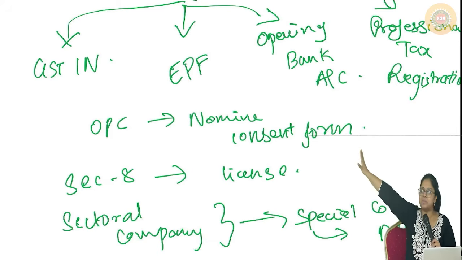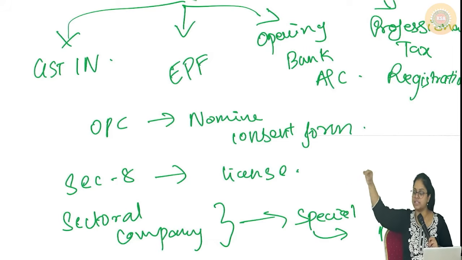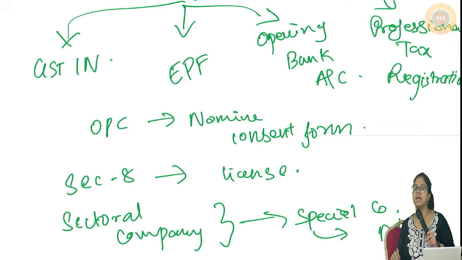Okay, நீ இந்த SPICE plus INC Agile Pro தவிர OPCனா நீ வந்து நாமினி அந்த கன்சென்ட் ஃபார்மை இன்னும் சப்மிட் பண்ணும். செக்ஷன் 8னா உன்னோட லைசன்ஸ் அடிஷ்னலாக சப்மிட் பண்ணும். அண்ட் நீ செக்டோரல் கம்பெனினா ஒரு நோ அப்ஜெக்ஷன் சர்டிஃபிகேட்டை you have to submit it additionally. Once you complete all this process within 30 days, if all the proof, ID proofs and everything is correct, you will get your incorporation certificate.